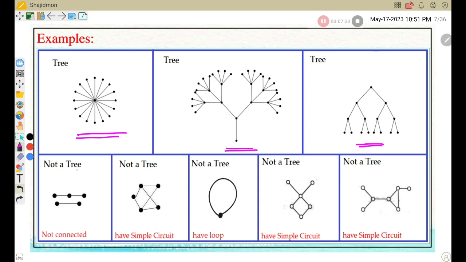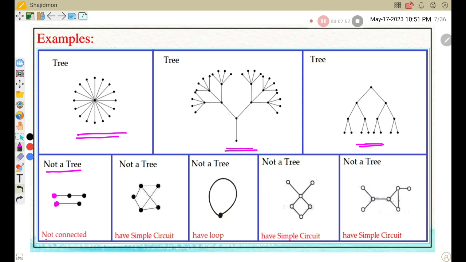But this is not an example of a tree, correct? Because this is not connected. For example, between this vertex and this vertex there is no path. Nobody can go from this vertex to this vertex. That means that graph is not connected. There are two branches in that graph, but it is not connected. So not connected means it is not a tree.